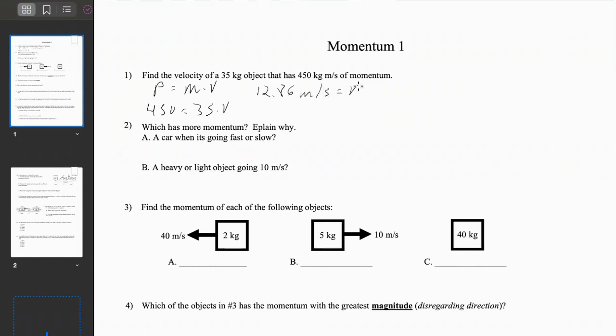Which has more momentum, and explain why? A car when it's going fast or slow? Well, momentum is mass times velocity, so it'd be a car going fast. Increasing velocity is increasing momentum.